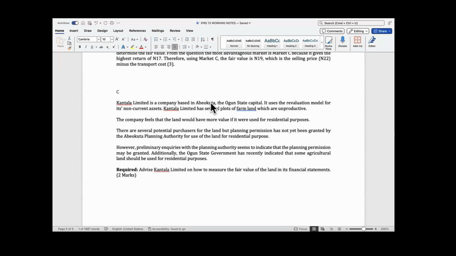Hello, sir. Okay, Ufoma. So I feel that based on the scenario, for it to be measured at fair value, it must have the four basic elements, which are that it must have an exit price, there must be an active participant. Those four basic elements for fair value measurement. Okay, that's nice.